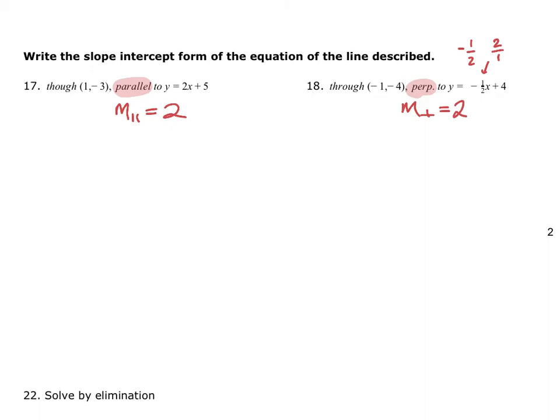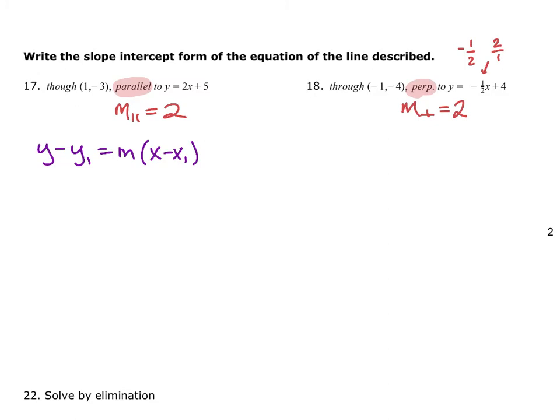Now, if you're given a point and a slope, all you need to do is use the skills we practiced earlier: y minus y1 equals m times x minus x1. This equation is literally called point-slope, and if you have a point and a slope, you want to use it.